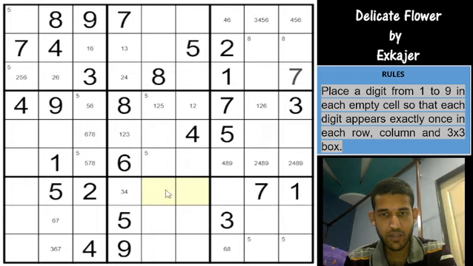Okay, so these two cells can be filled, can't be 1 and 7, cannot be 2 and 5, and cannot be a 9, so they must be a 3, 4, 6 and 8, out of which 8 is eliminated and a 4 is eliminated, right?